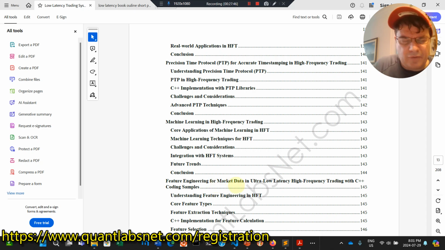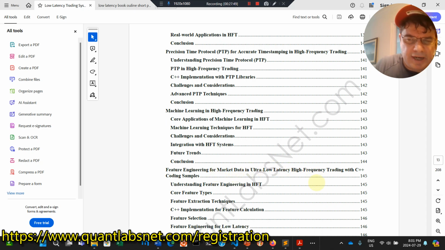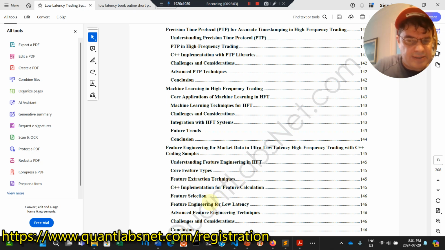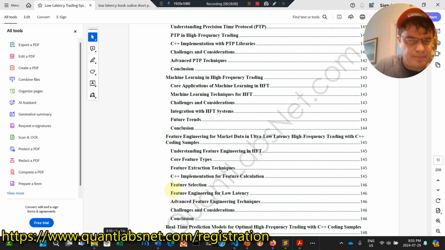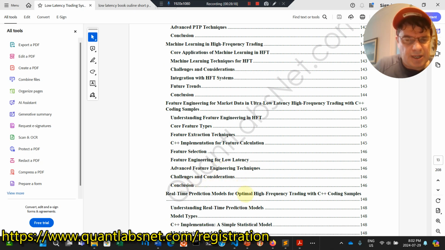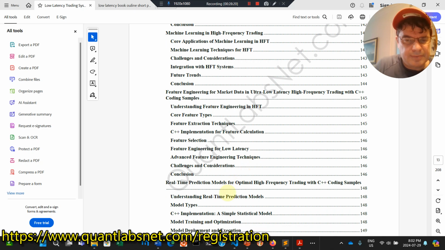Feature engineering for market data, ultra low latency, high frequency trading. So again, ultra low latency. Feature engineering, that's kind of another form of machine learning. It's basically building ranks for feature types, feature extraction techniques, C++ implementation for feature calculation. So again, this is kind of like ranking. Feature engineering for low latency, advanced feature engineering techniques, challenges, and considerations.